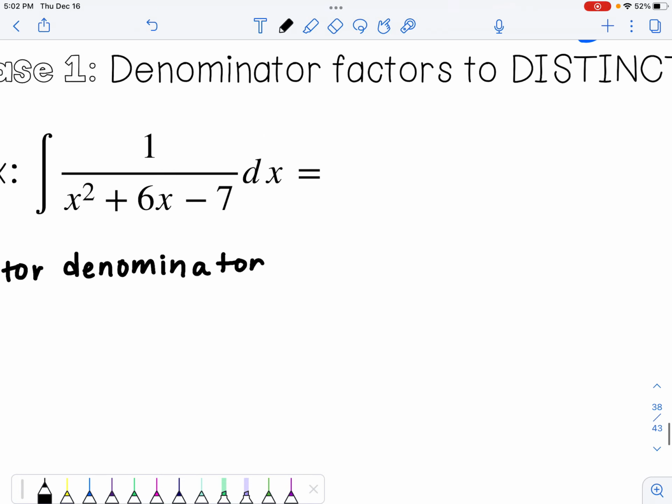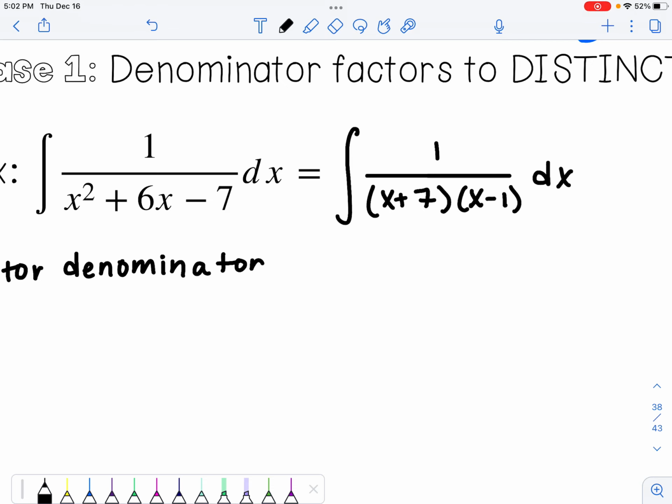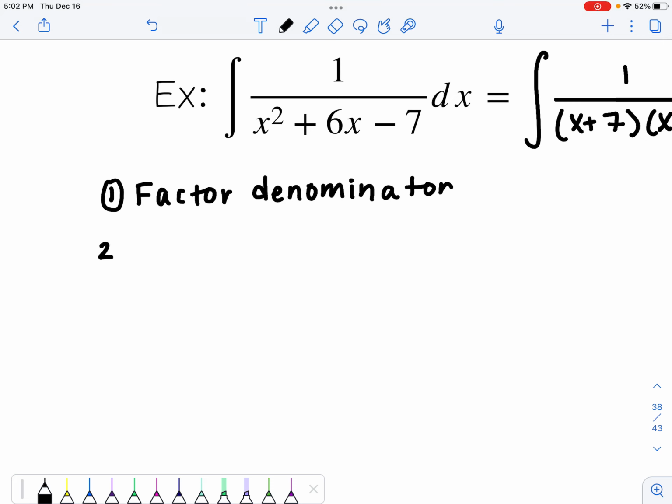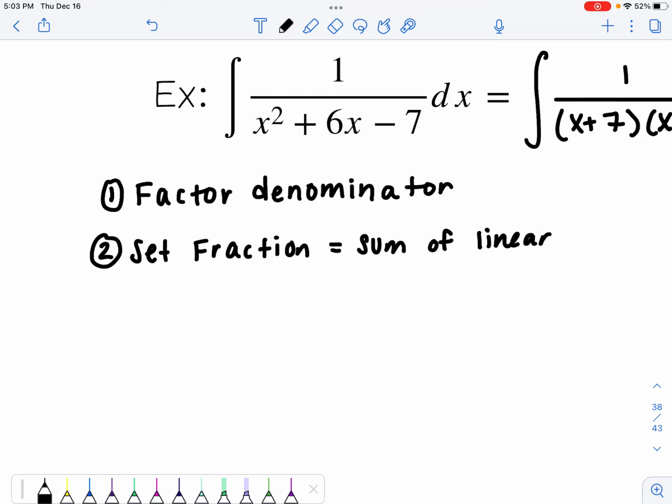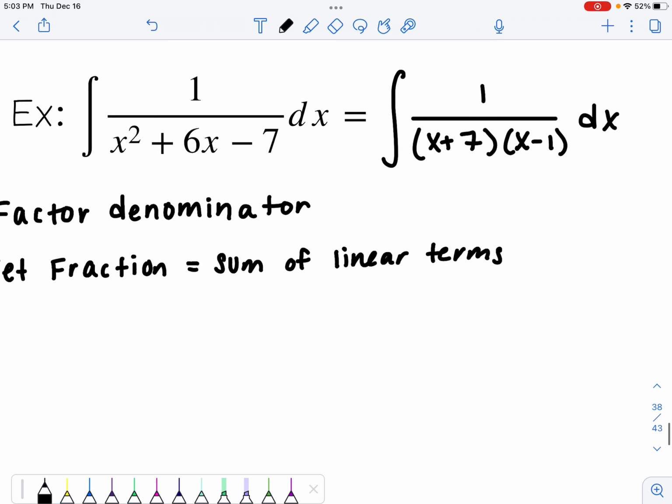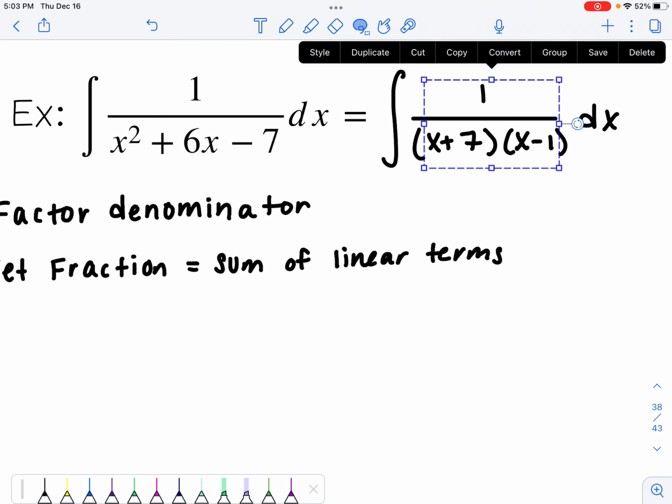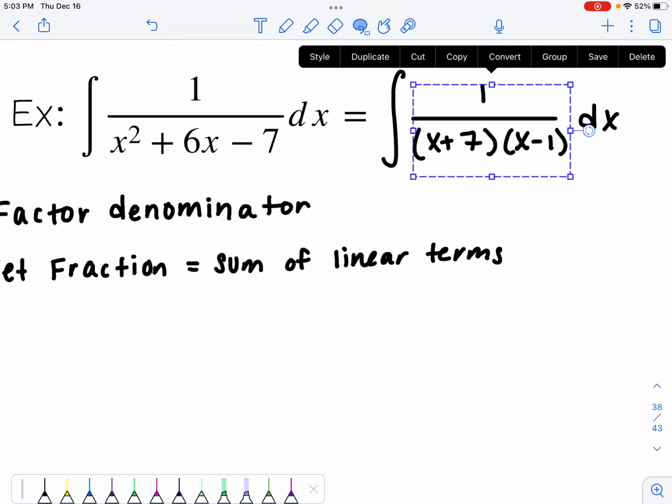So I'm going to do that just inside my integral. I'm going to make this the integral of 1 over x plus 7 times x minus 1 dx. Okay. So what we're going to do next is we're going to set the fraction equal to the sum of the linear terms. So what I mean by that is I'm going to take my integrand, and I'm just going to copy and paste here because I can.